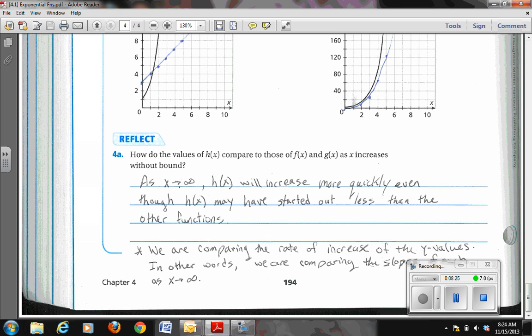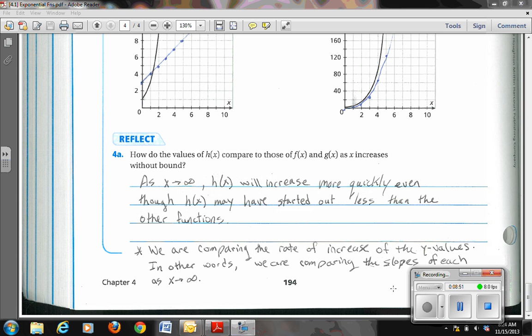So our last reflect here, how do the values of h of x compare? So again, as x goes to infinity, our exponential function, h of x, is going to increase more quickly, even though h of x might have started out less than the other function. Like if you look at this first picture here, our exponential was lower than our line, but eventually it's going to overtake the line. It's going to go above it. Okay, and I just put a little note at the bottom there that really what we're comparing is the rate of increase of the y coordinates. So how quickly the y is going up. So in other words, we're really starting to think about the slopes of our curves and which slope is bigger.